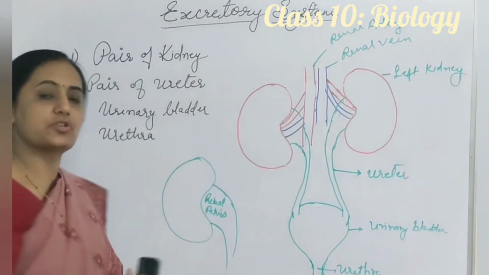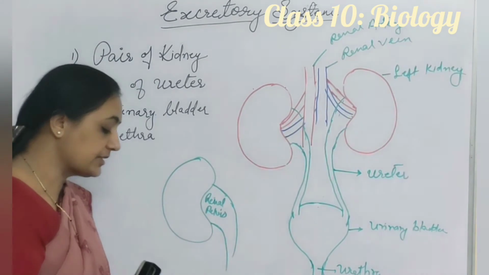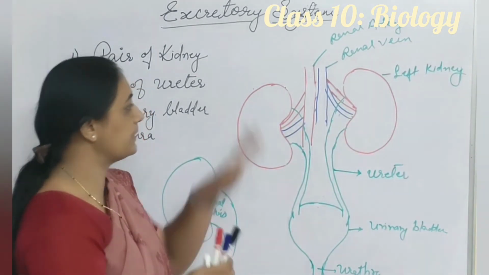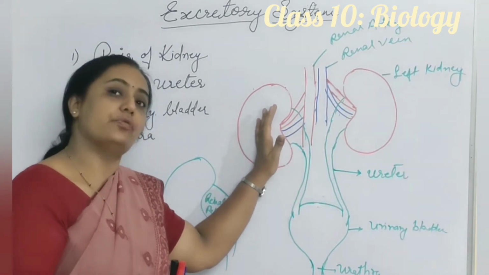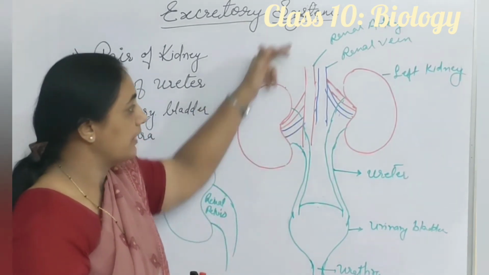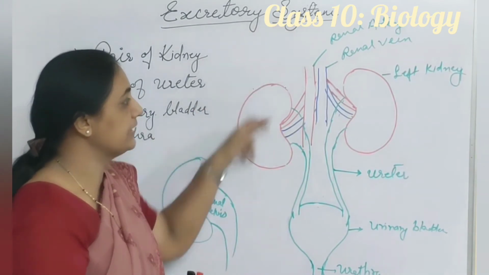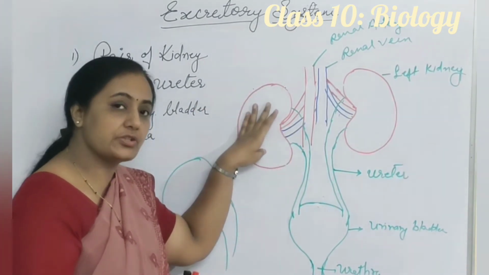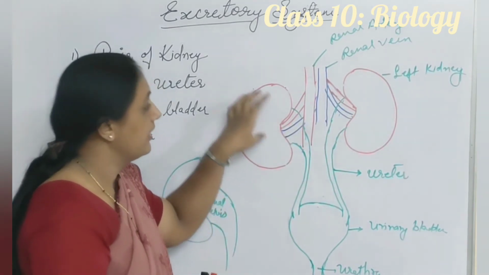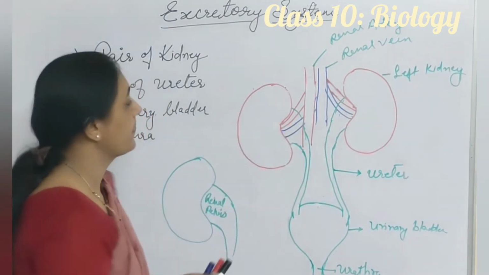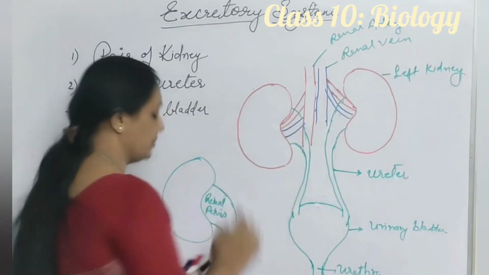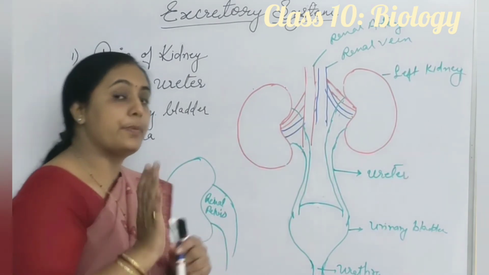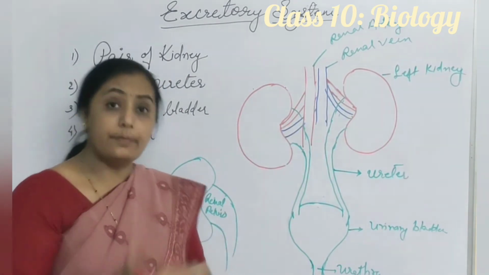So this is the structure of the excretory system. The process of filtration takes place inside the kidney, filtration of blood. This impure blood comes through the renal artery and enters the kidney. After filtration, the pure blood comes out from the kidney, but that blood is deoxygenated. Pure and deoxygenated, impure and deoxygenated.